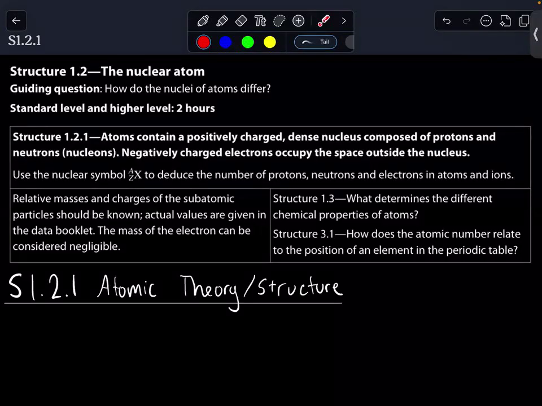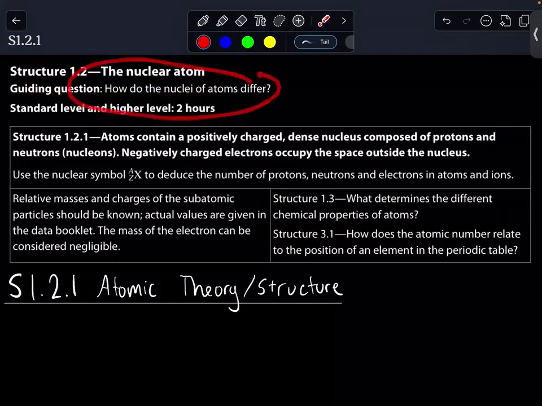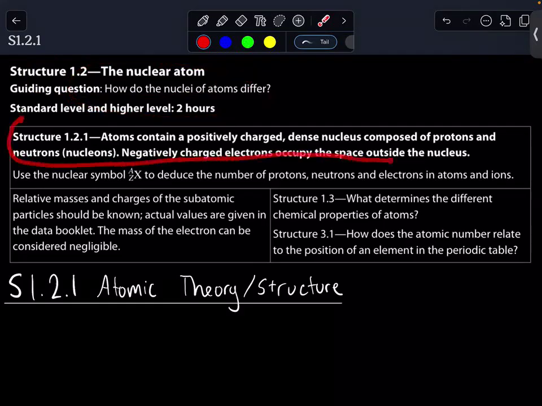We're starting the nuclear atom structure 1.2. Our guiding question for this section is: how do the nuclei of atoms differ? Well, before we get into that, we have to first learn about the nuclei of atoms. So we're doing structure 1.2.1.